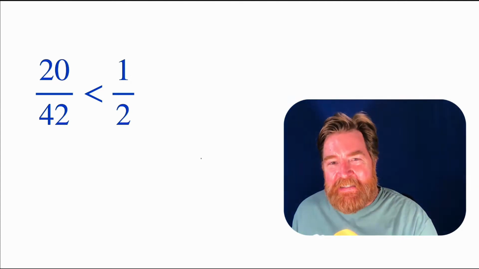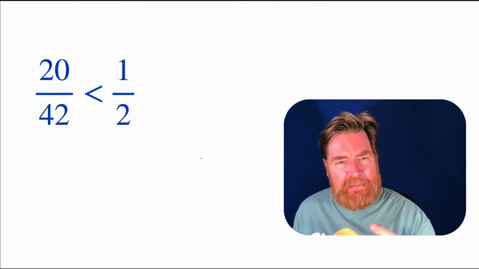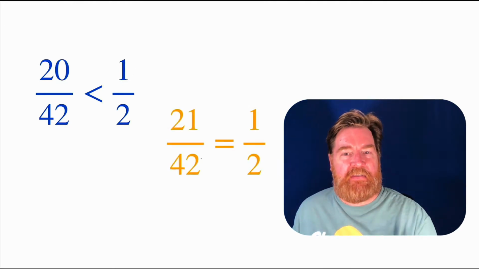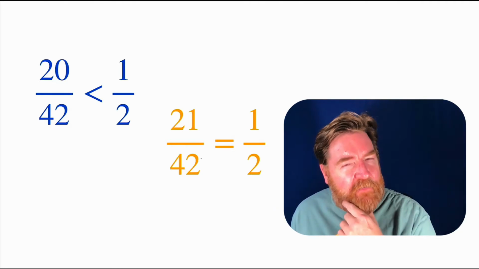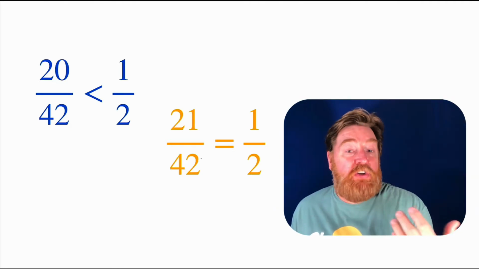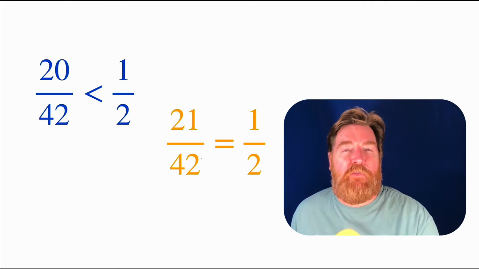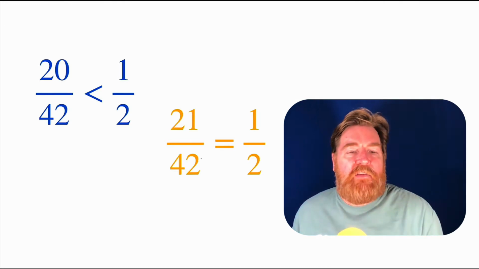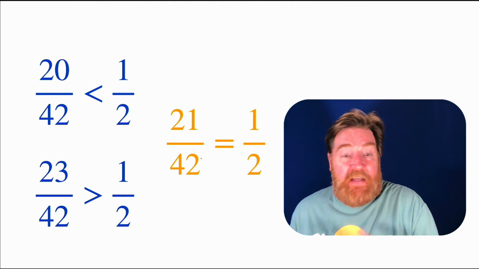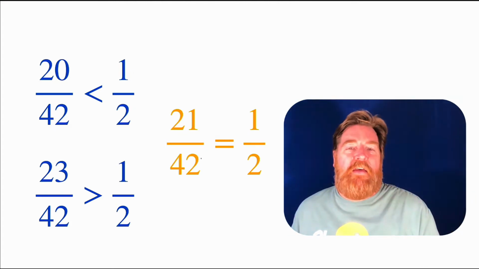20/40 is less than 1/2, but 21/40 is exactly 1/2. How do you figure that out? Yell it out. Nice. Divide 42 by 2 and you get 21. So since it takes 21/40 to get 1/2, 20/40 is definitely less than 1/2. And we also can say that 23/40 is therefore more than 1/2.